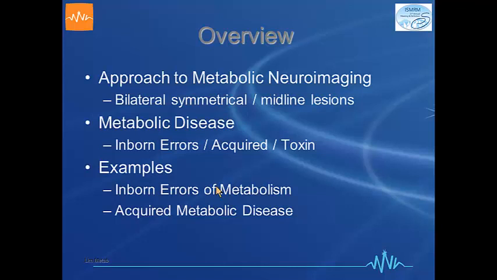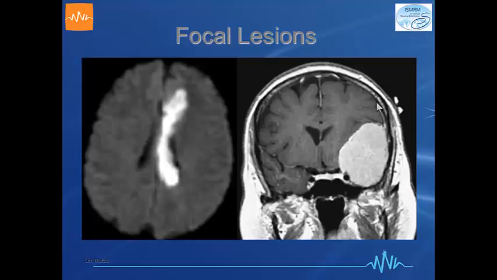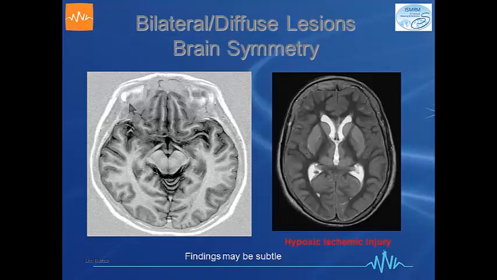Metabolic diseases can be inborn errors or can be acquired and could also be toxic, and I'll go through a few examples of both. One of the hallmarks of neuroimaging as a diagnostic radiologist is that we look for focal lesions. And here's an example of an ACA territory stroke on DWI and a large tumor, which is a meningioma on one side. Both of these violate the principle of the bilateral symmetry of the brain, seen here in the picture on the left, which is normal.